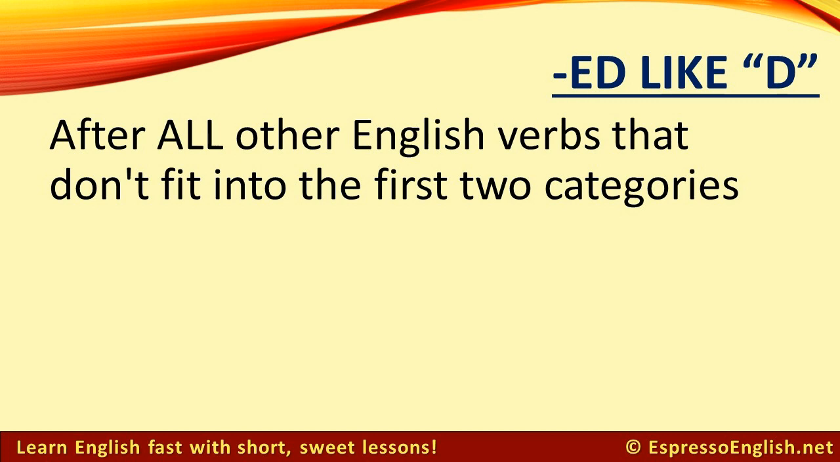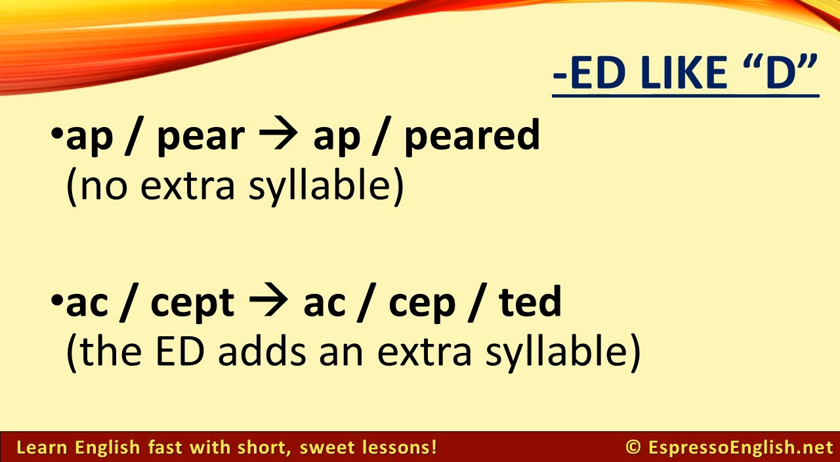And we pronounce ed like d without adding an extra syllable after all other English verbs that don't fit into the first two categories. Look at the difference between these two verbs. To form the past of appear, we say appeared. Both appear and appeared have two syllables each. We don't add an extra syllable for the ed. But with the verb accept, the past tense is accepted. Accept has two syllables, and accepted has three. The ed adds an extra syllable.